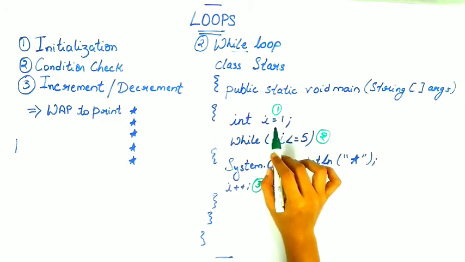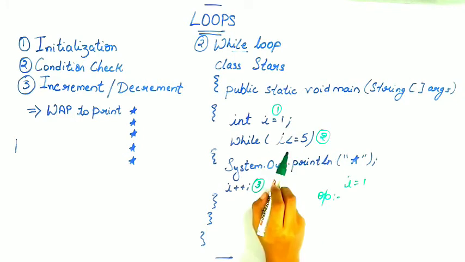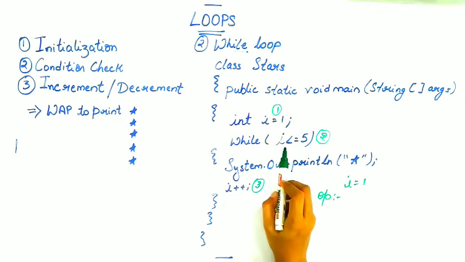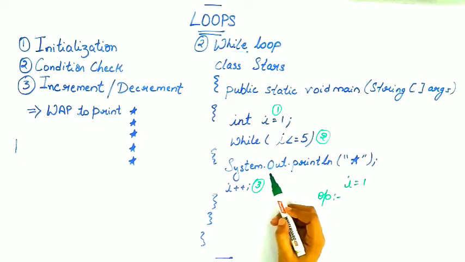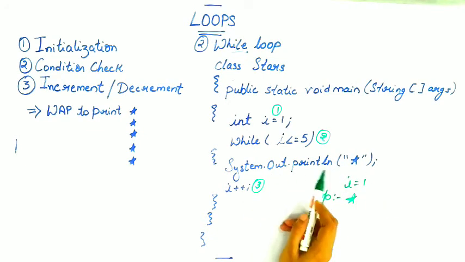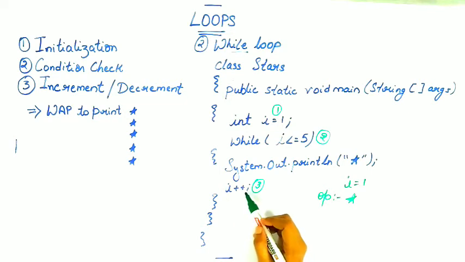So here the value of I is 1. Now the compiler will check the condition. 1 is less than or equal to 5? Yes, 1 is less than 5. Therefore, the compiler will get inside the body of the loop and print 1 star. After printing the star, it will increment the value of I.